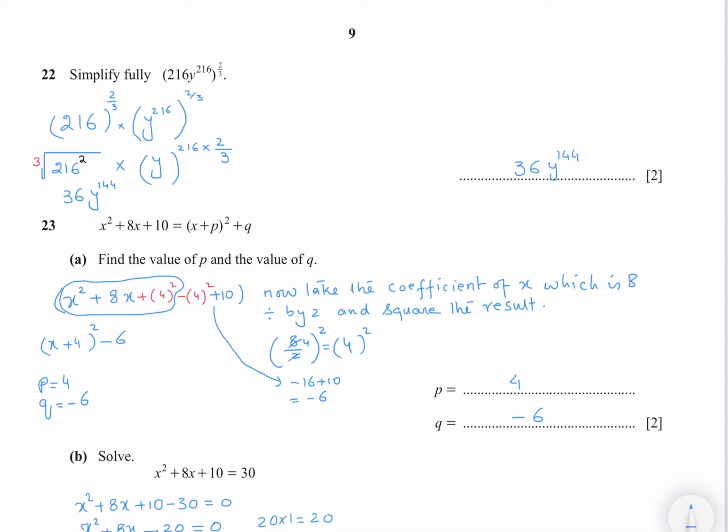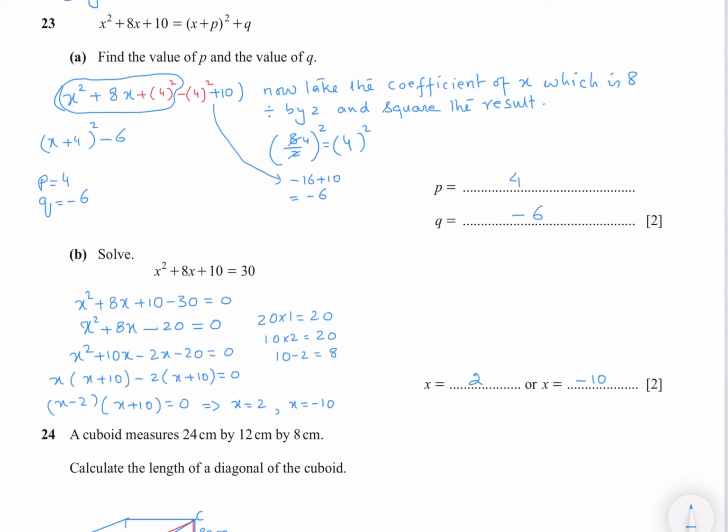So into y power 216 into 2 over 3. The powers are always multiplied with each other. The power of y and the whole power 2 over 3, these two must be multiplied. So 216 times 2 over 3. When you solve them, you will get 36 y power 144. That would be your answer.